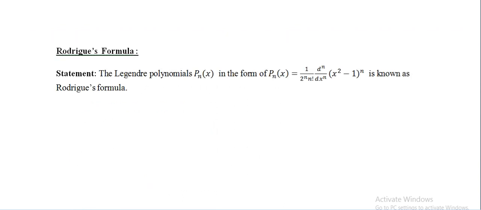Next one is Rodrigues formula. Here we will not prove the Rodrigues formula because the proof is out of syllabus. We will use only the statement of Rodrigues formula. The statement says the Legendre polynomials Pn of x are given by Pn of x equal to 1 divided by 2 raised to n factorial, dⁿ/dxⁿ of (x² − 1) raised to n. This formula is known as Rodrigues formula, and here Pn of x is said to be the Legendre polynomials.